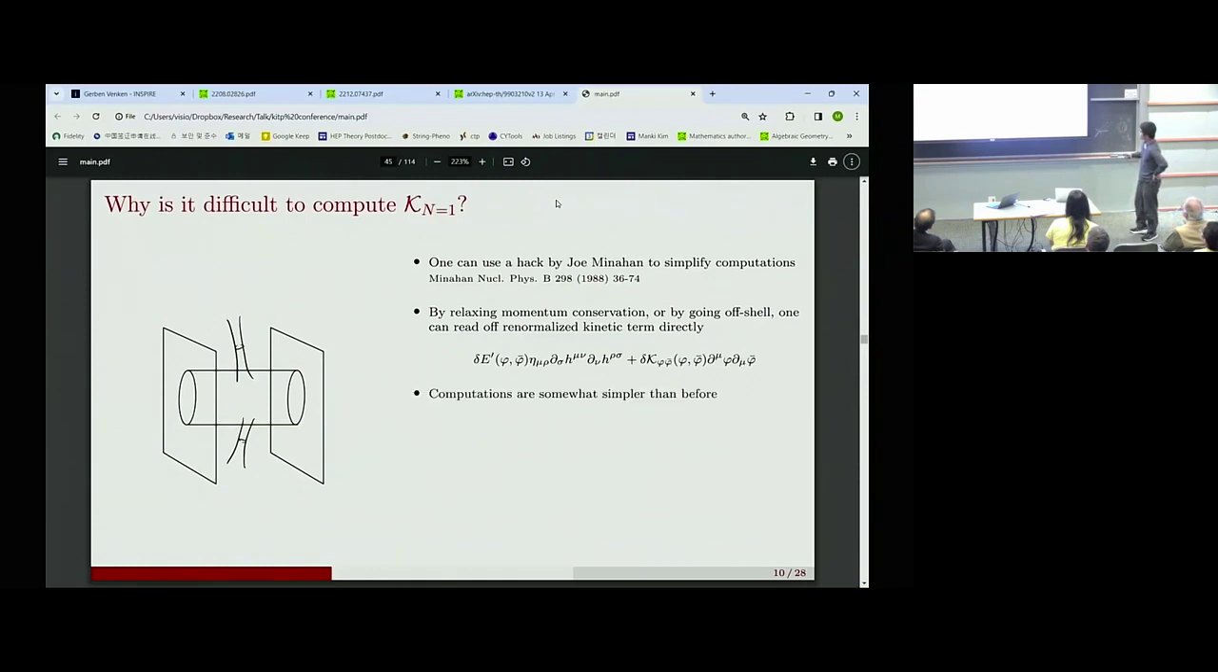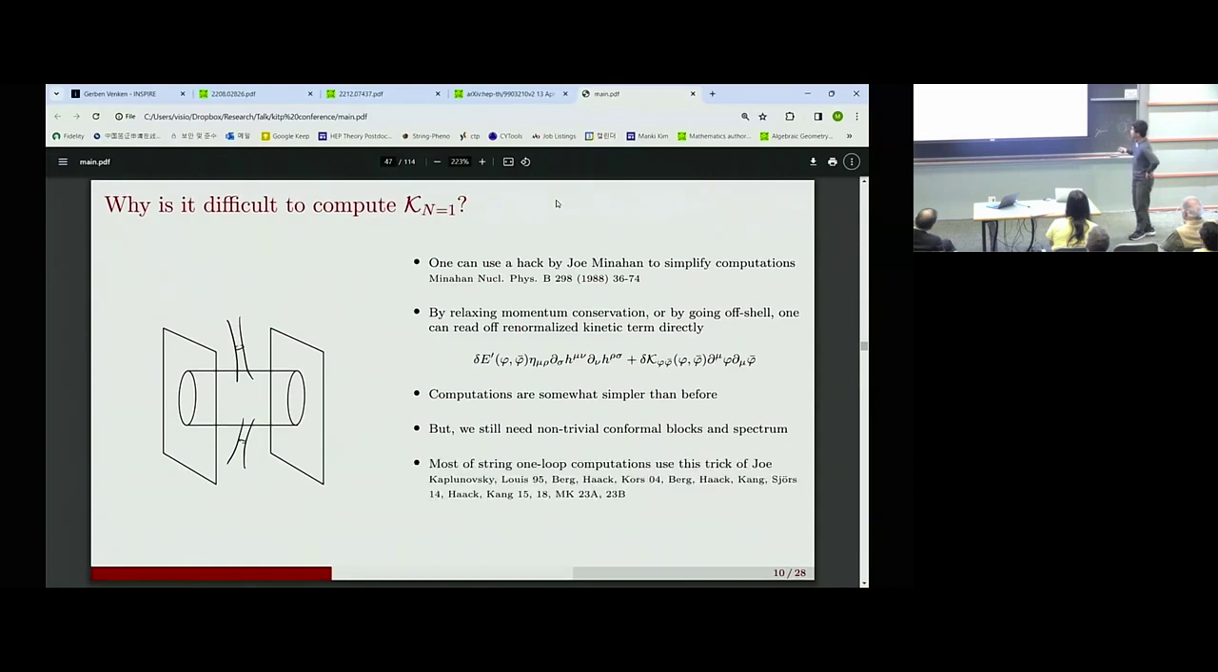This is somewhat simpler than before because now you just need to know 2-point conformal blocks, but still it is very hard because you need to know the spectrum, which we do not know how to compute in general. And let me also mention that this is the trick that was used by most of the papers that attempted to compute the one-loop correction.